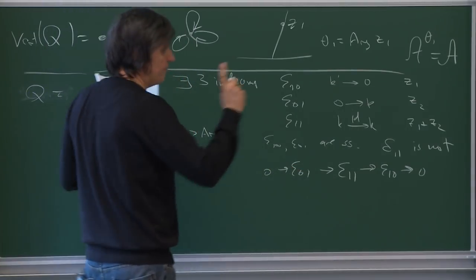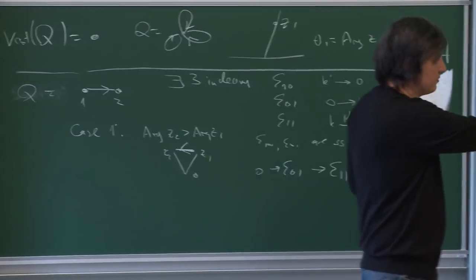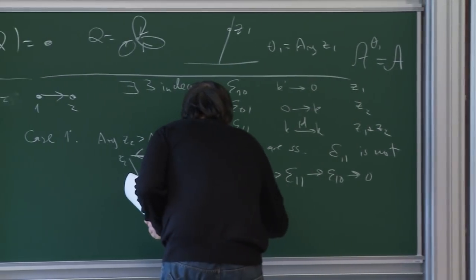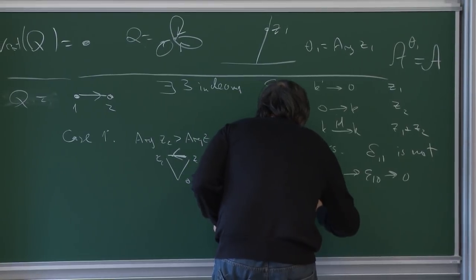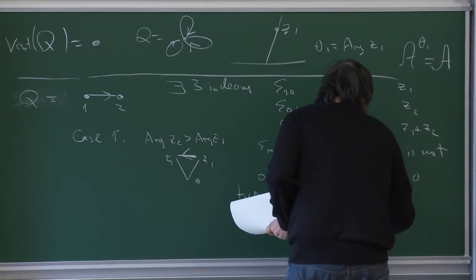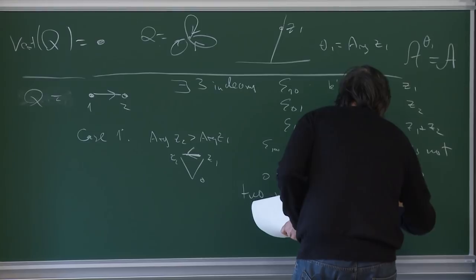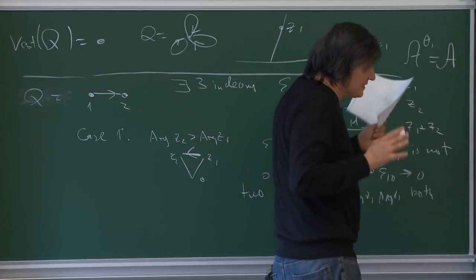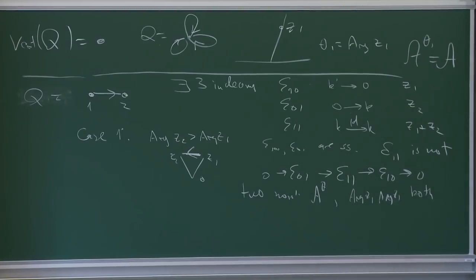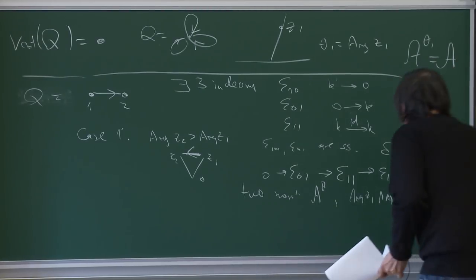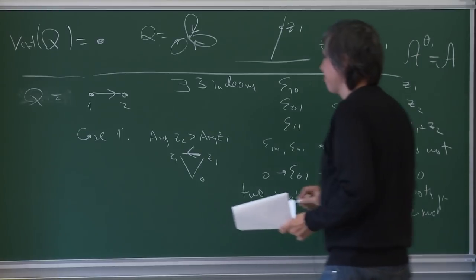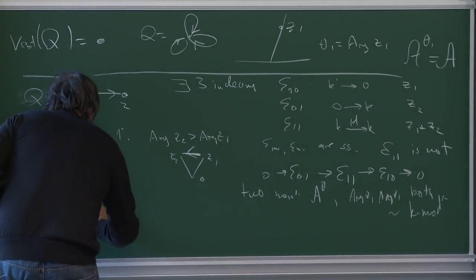So among these two categories, there are two non-trivial A sigmas corresponding to the argument of Z1 and Z2. And both are, as abstract abelian categories, just categories of finite dimensional vector spaces, finite dimensional K-modules. And there is a second case.